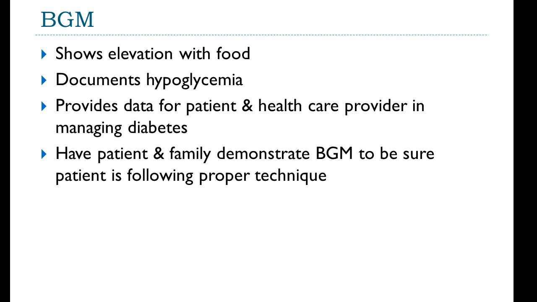Because not all people manifest the symptoms of hypo or hyperglycemia. And if they're not checking their blood glucose, then they're probably not checking their urine for any type of ketones. So usually that's done if that blood glucose is well over 250 or 300. And obviously with self-monitoring, checking one's glucose levels, it shows elevation with food, it documents hypoglycemia, it provides the data for a patient, healthcare provider in managing diabetes, and you want to make sure it's being done correctly.